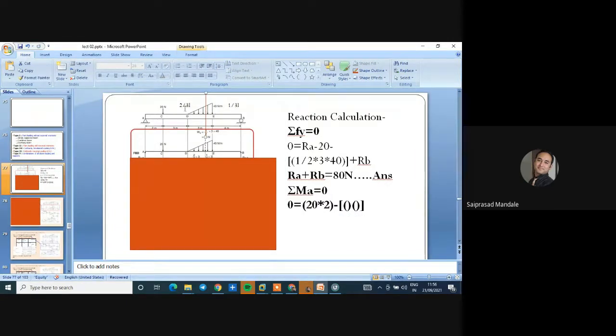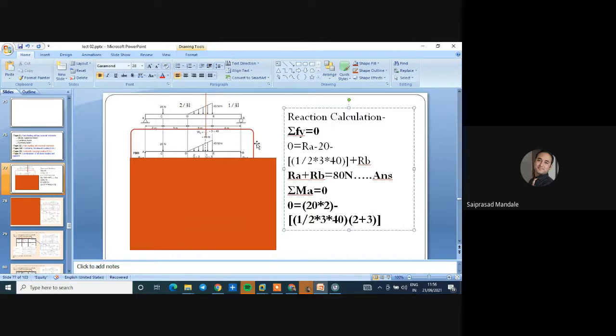So what is the intensity of that triangle? The intensity of that complete triangle is half into length into width. So it is half into length, length is 3, into width is 40. This is the intensity. Now we have to focus on the distance. So how much distance? 2 plus 3, and this is the next distance.